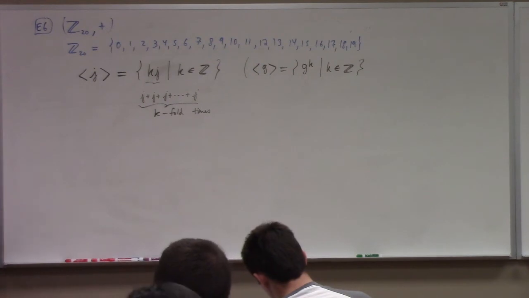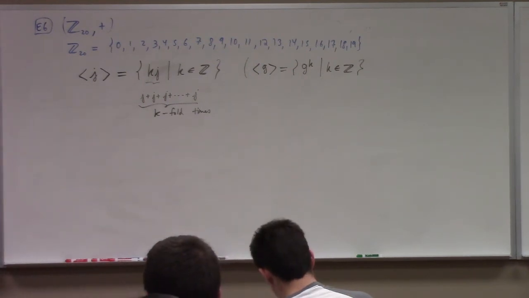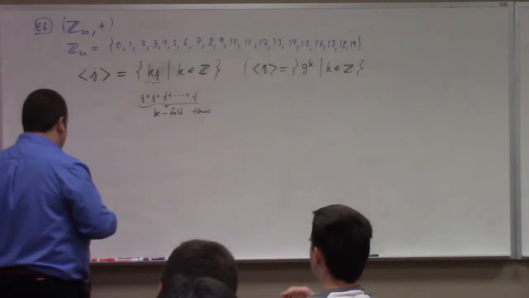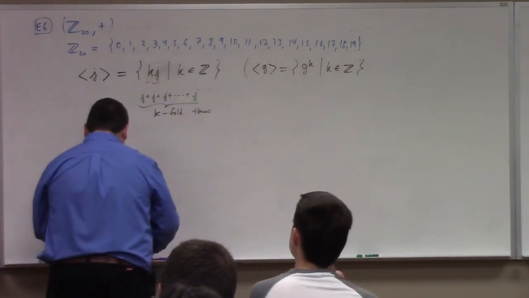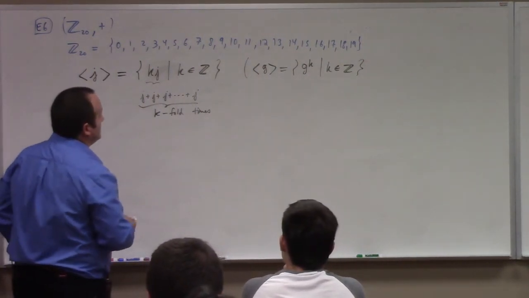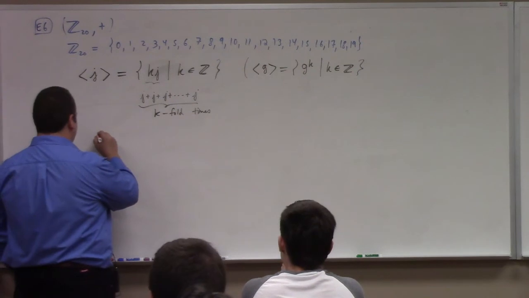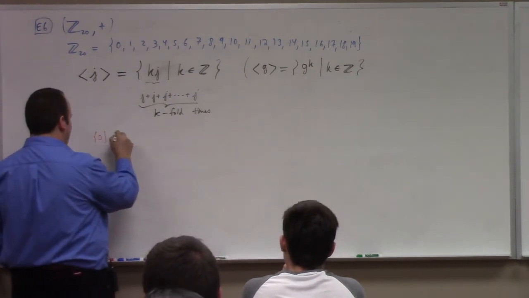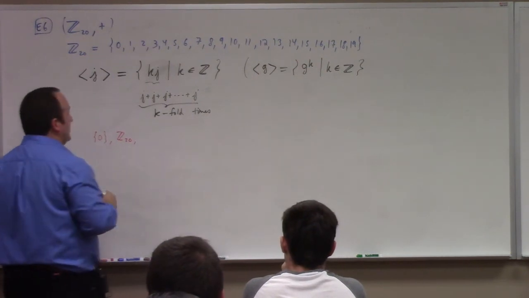So what are some subgroups? This is a finite group, so it has finite subsets. We can use the subgroup test theorem to look for subsets, right? What are some subsets? Zero. Zero. Okay, thank you. Obligatory. Yeah, Z20. Okay.